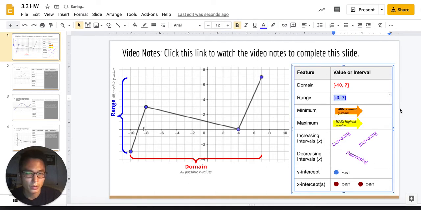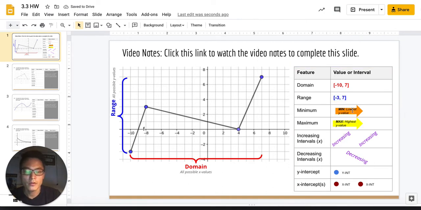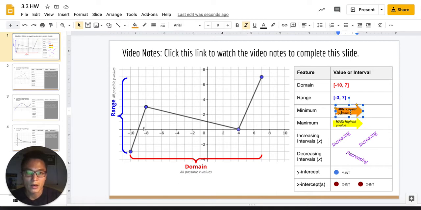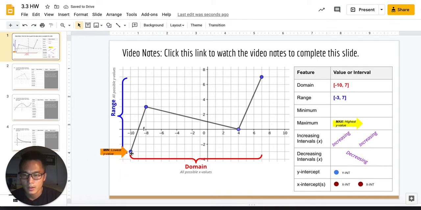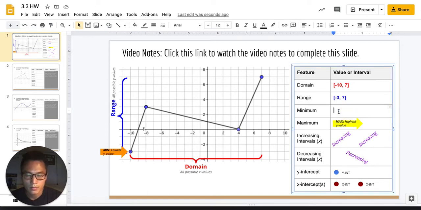Color code that blue. The next feature is the minimum of the graph, and that's the lowest possible y value, right? The lowest that the graph ever goes. And I'll drag this arrow over here because that's our minimum, and that y value is -3. So we'll put a -3. So remember, minimum and also maximum, it's referring to the y values.